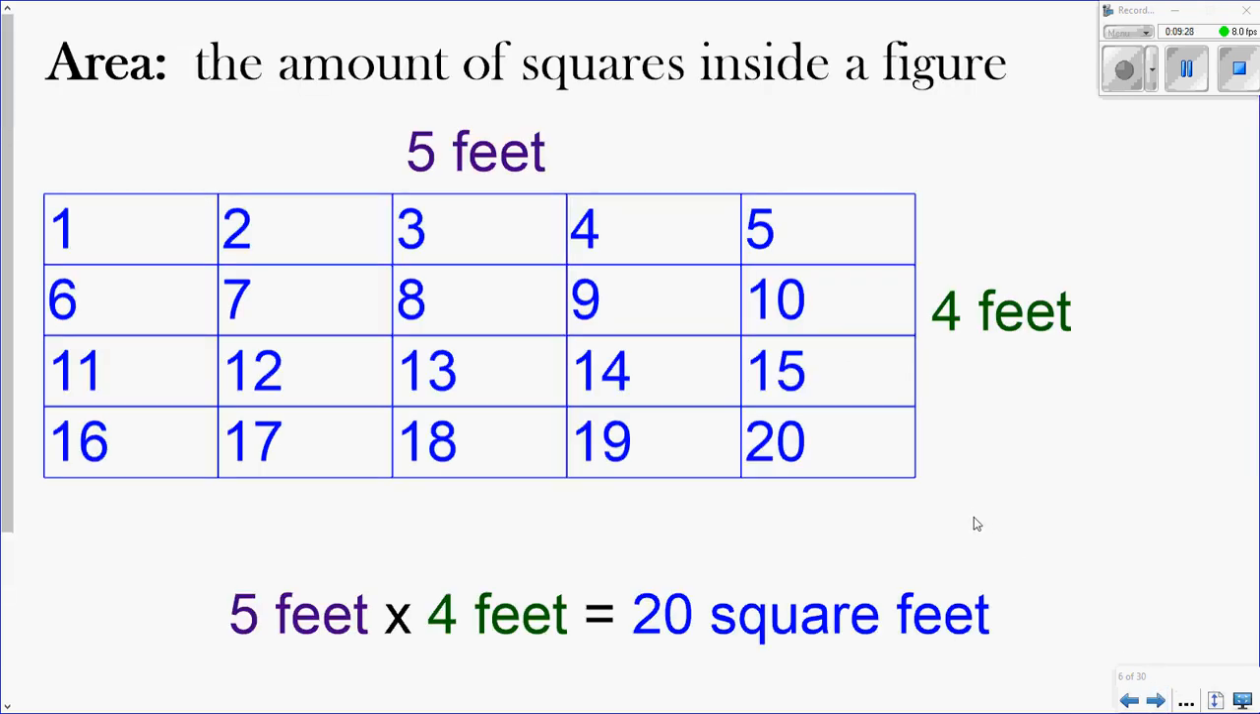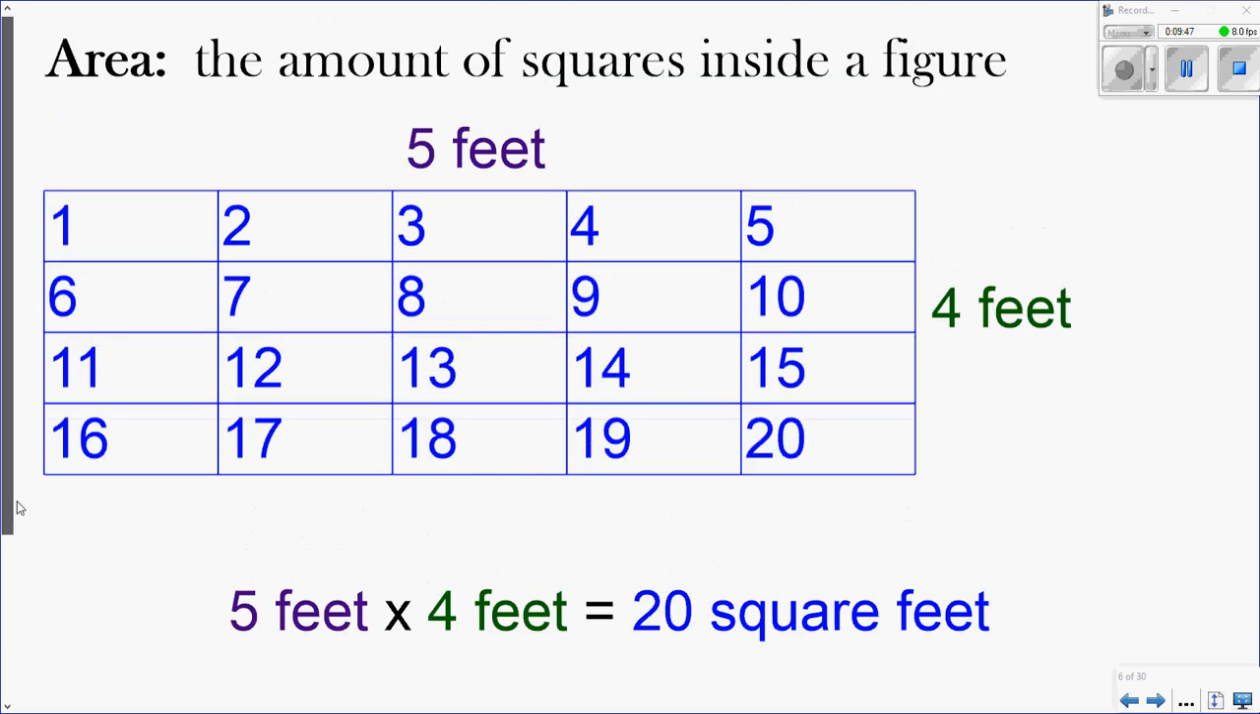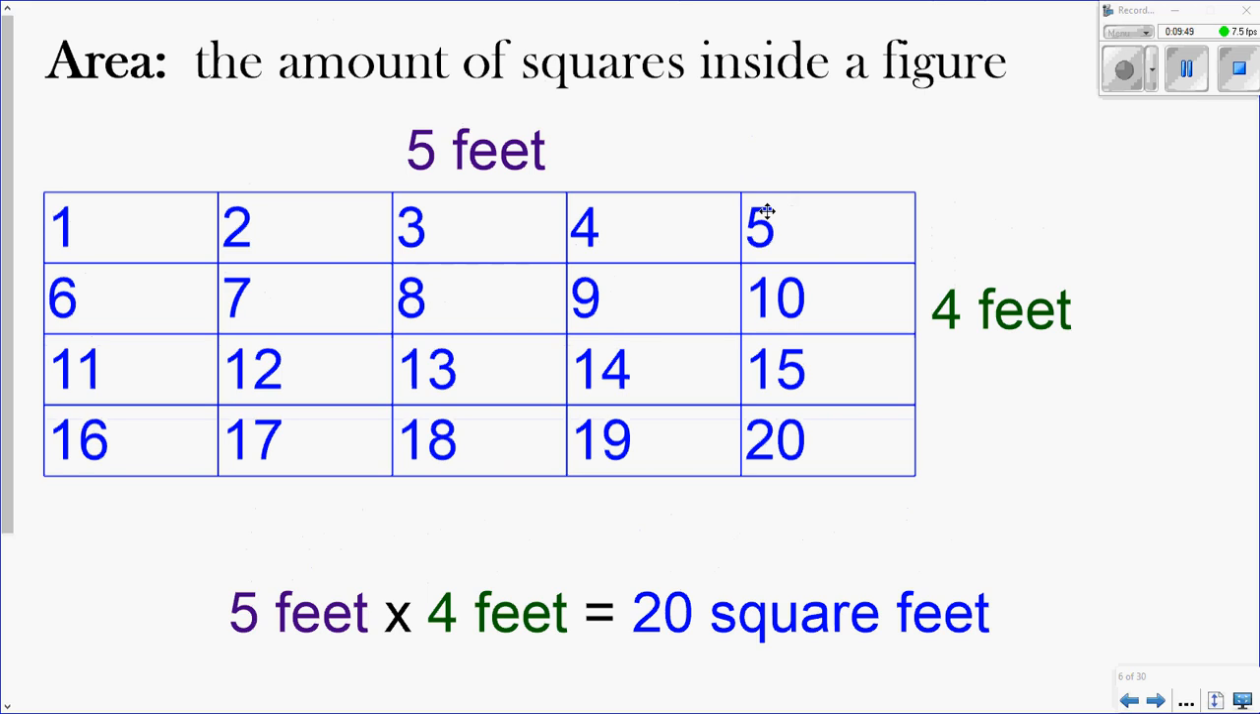With area, it's the amount of squares inside a figure, if you want to think of it that way. We have a diagram. It shows a rectangular shape, the outside part 5 feet by 4. In order to find the area for a rectangle, you multiply the length times width. If you were to split this, you've got 5 columns, 4 rows, so you get 20 square feet. 4 times 5, 20 square feet.